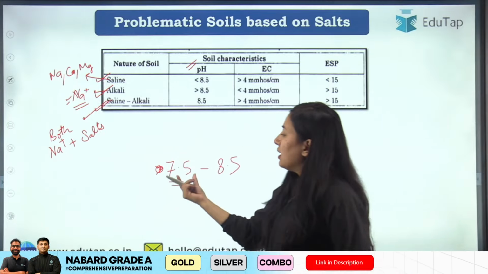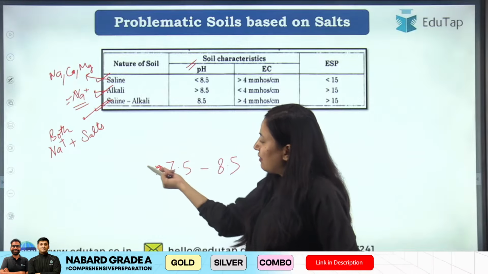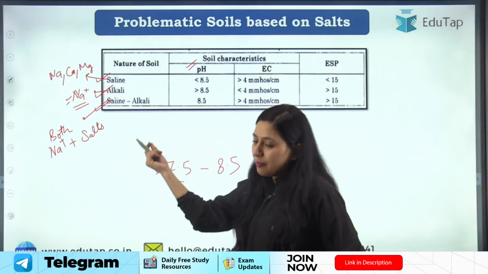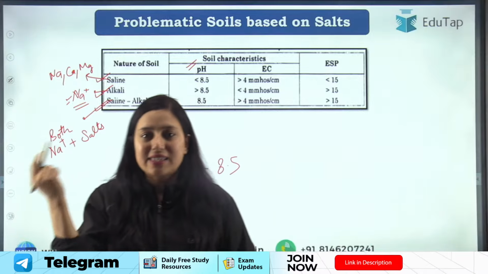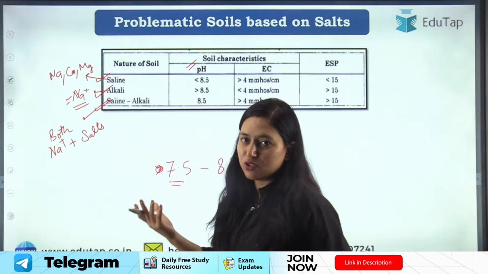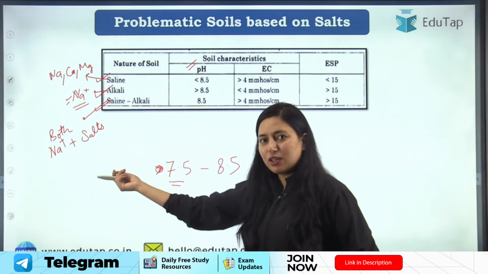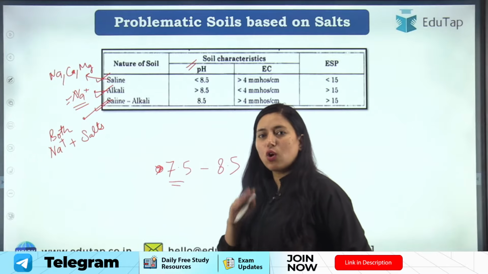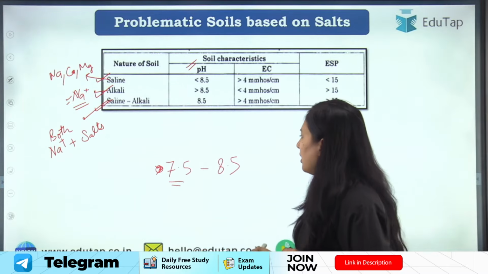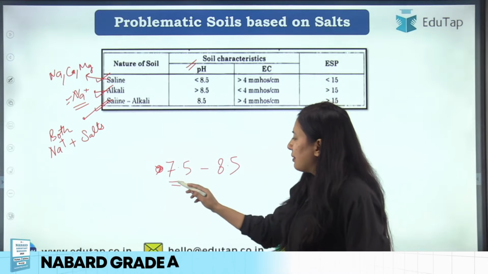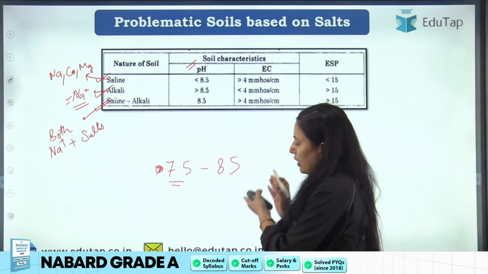It will not be any case that the pH falls below 7.5, because pH less than 7 we know is acidic; it is in terms of acidic soil, and then the pH would become acidic. Here we are talking about saline soil, salt affected soil, right? So pH for saline soil is 7.5 to 8.5.